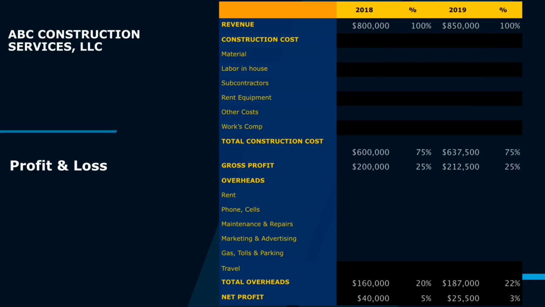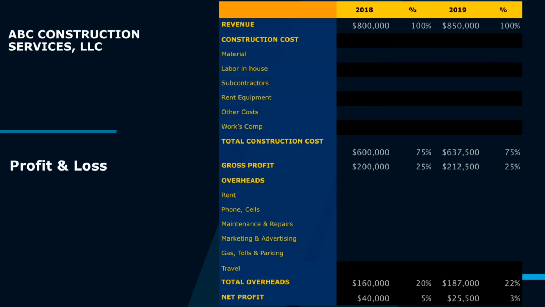The company also had $160,000 as overheads that represents 20% of their sales. After subtracting overhead from gross profit, the company got $40,000 as a net income that represents 5% of their sales in 2018. In other words, for every dollar the ABC Construction Services LLC sells, 75 cents go to cover construction costs, 20 cents go to cover its overheads, leaving 5 cents as a profit.